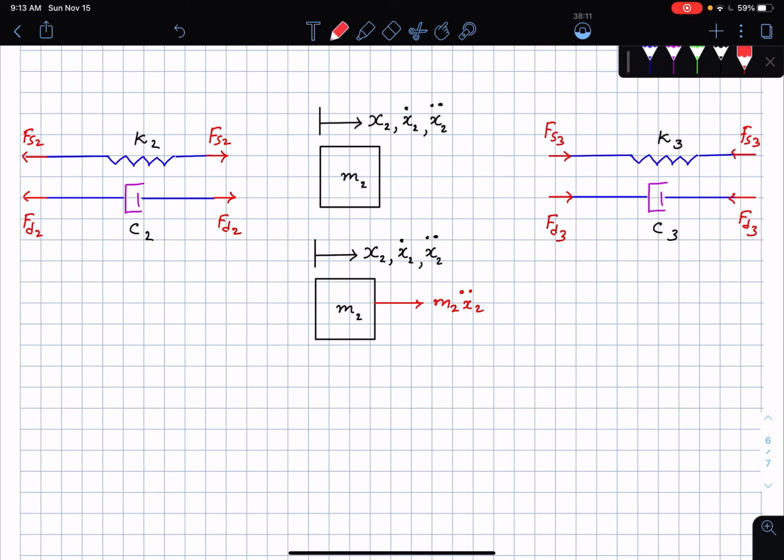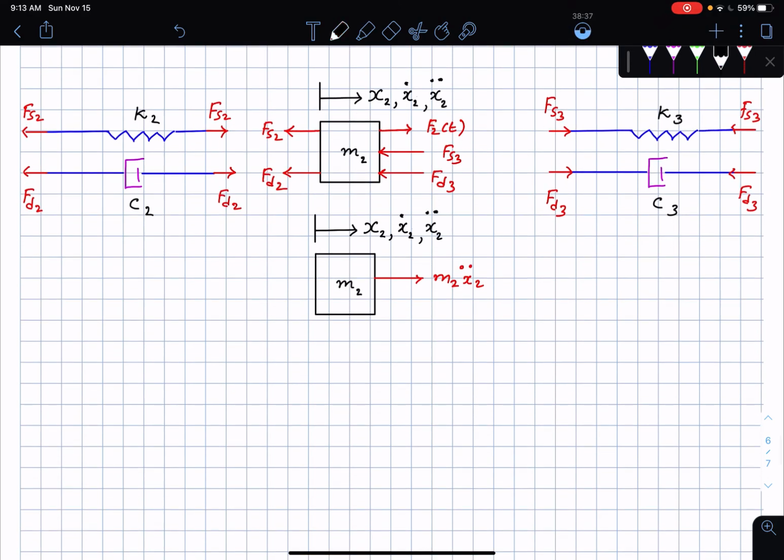There is an applied force of F2 acting on this mass, F2 of t. Then I'm going to have Fs3 in the opposite direction, equal and opposite. This is going to be Fd3. Okay, then this is going to be Fs2, and this is going to be Fd2. Alright, so this is the free body and kinetic diagram of the masses, and then I'm going to start looking at how to write the equation of motion.